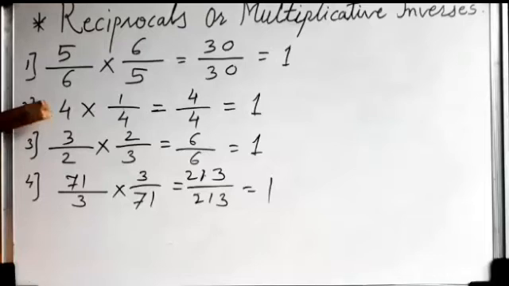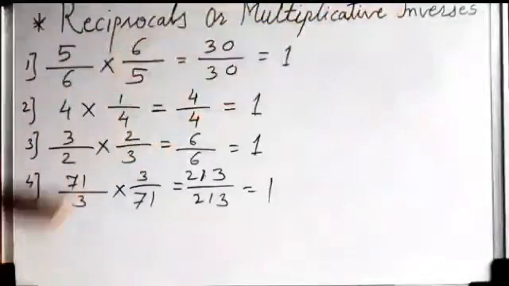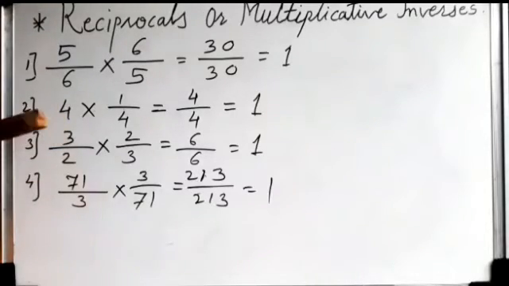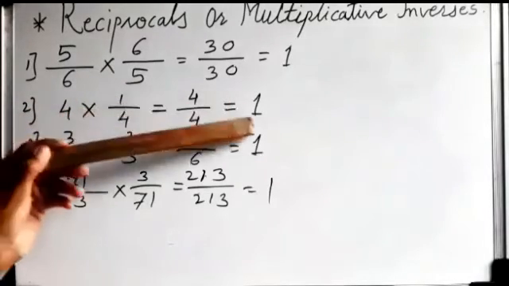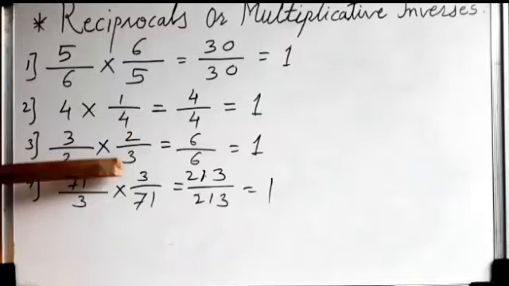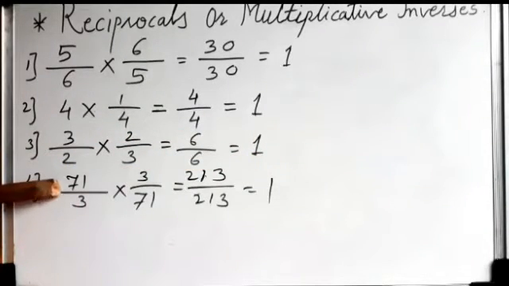So each fraction of such a pair is called the reciprocal or multiplicative inverse of the other. See students, in all the examples, now 4, here the denominator is 1, so 4 upon 1; if I change the numerator and denominator place, it becomes 1 upon 4, and the product of these came 1. 3 upon 2 into 2 upon 3, the answer is 1. 71 upon 3 into 3 upon 71, again the answer is 1. So these two fractions are multiplicative inverses or reciprocals of each other.